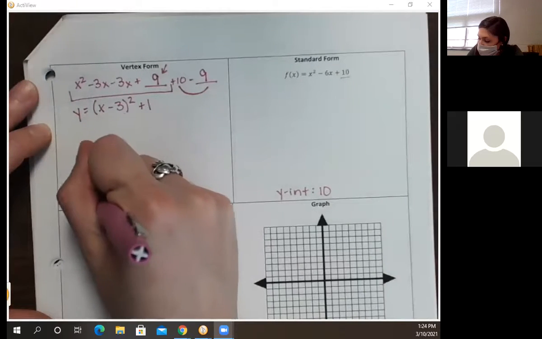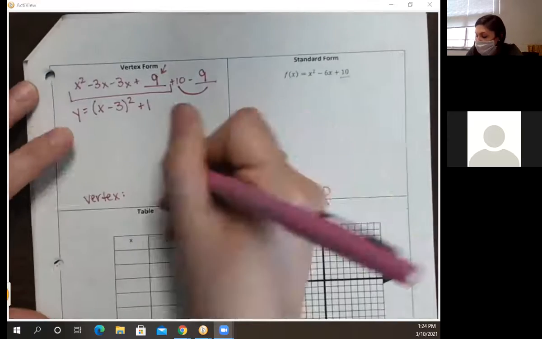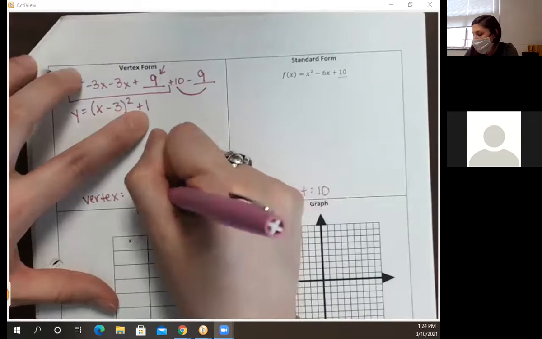From here, I can identify the vertex of my function. It's going to be 3, 1.